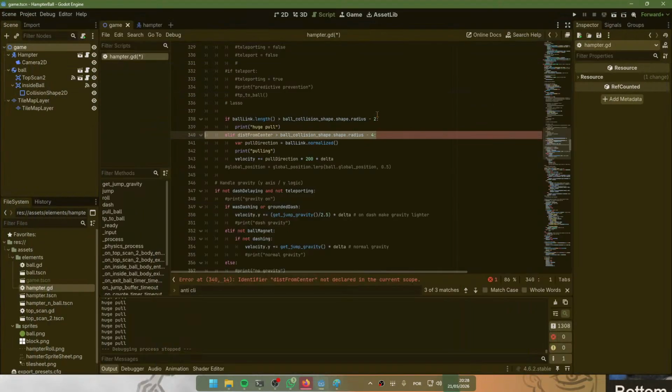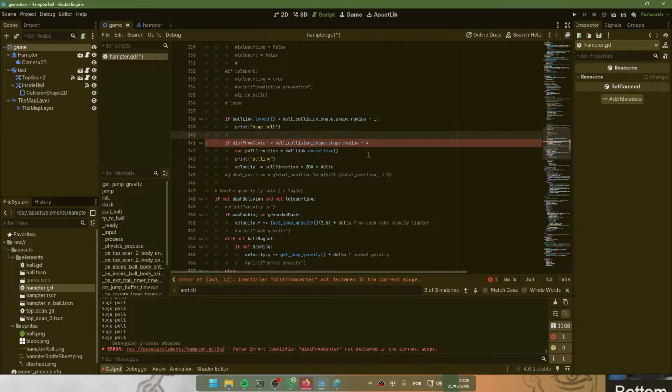I wanted to make it like... Okay, hold on. I guess this can make sense. Let's do it like this. If... Why are you erroring? Identifier distance from center. Oh yeah, right.